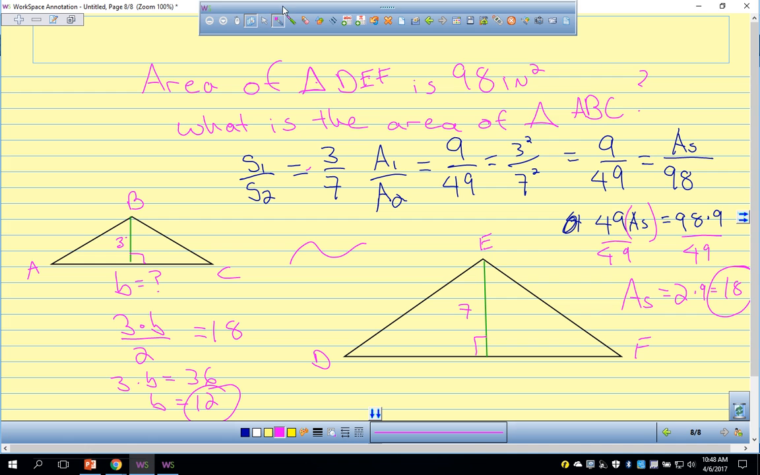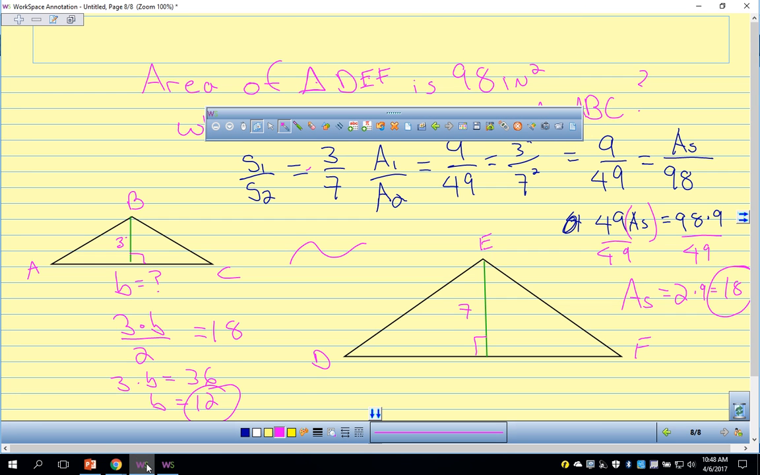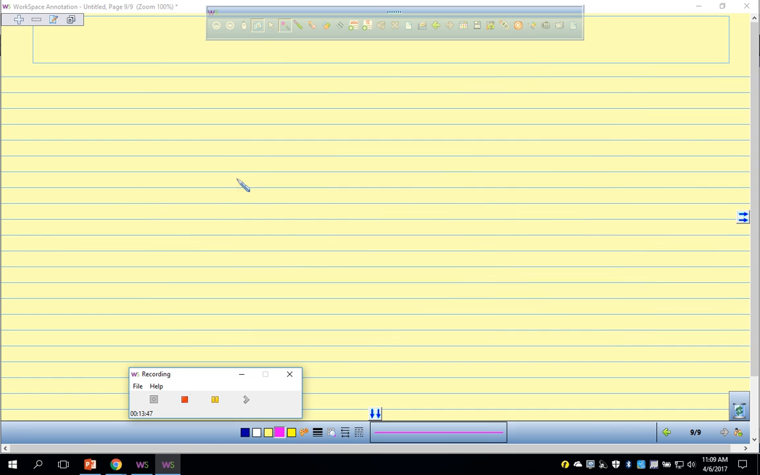Where's my pauser? Pauser. And free. So the next thing talks about volumes, ratios of volumes and similar figures. So this is section 8.6, I think. You guys, you gotta focus here. Oh, I have to unfreeze. Unfreeze. Is it unfrozen? There we go.